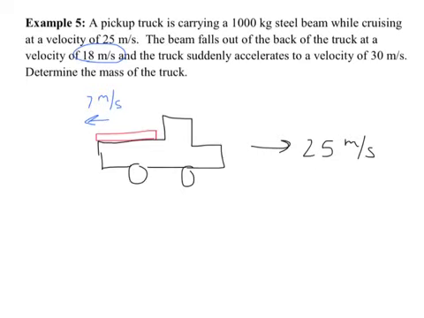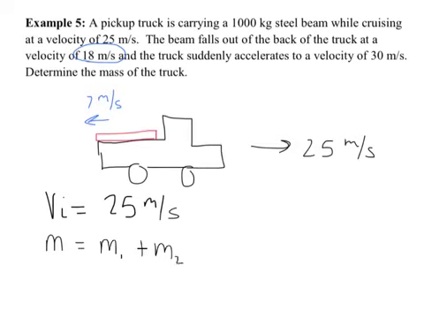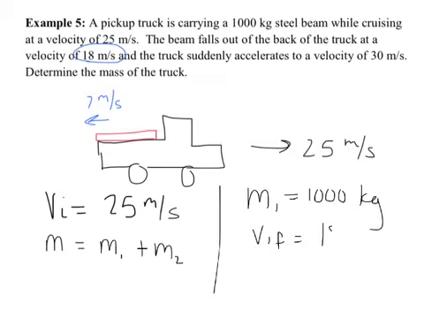So let's go ahead and list our givens. First, we have an initial velocity of the system, because they're together, of 25 meters per second. The initial mass of the system in the beginning is just the sum of the mass of the beam and the mass of the truck. The mass of the beam individually is known as 1,000 kilograms. The velocity of the beam after separation is 18 meters per second. The velocity of the truck after separation is 30 meters per second.